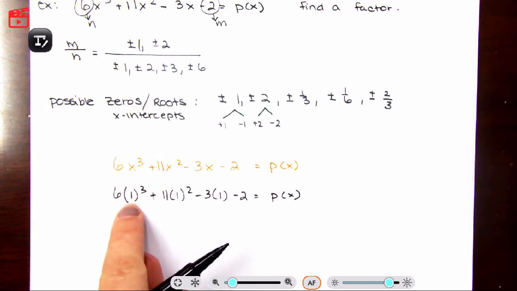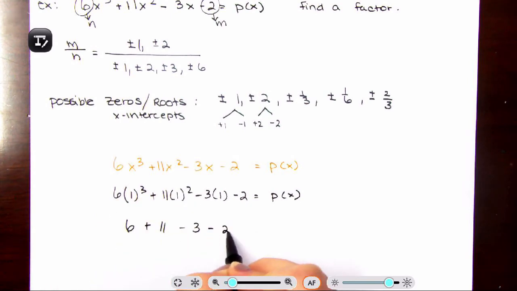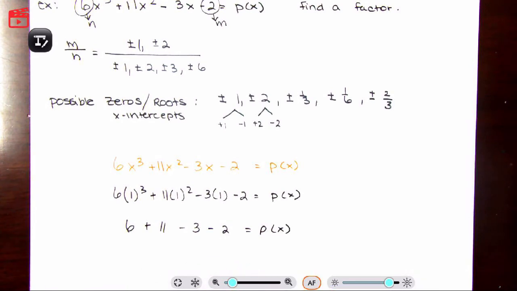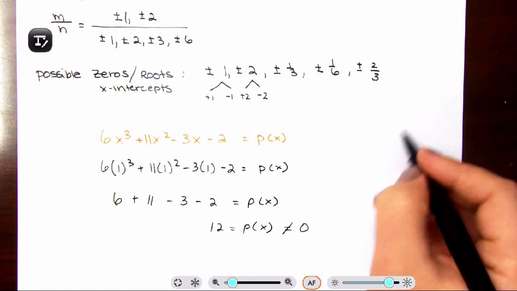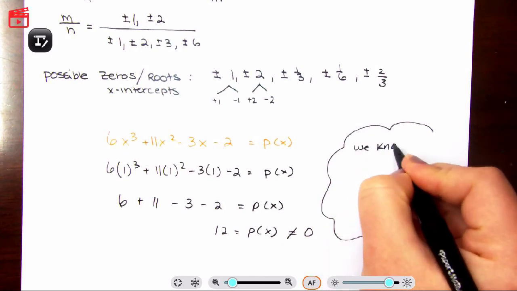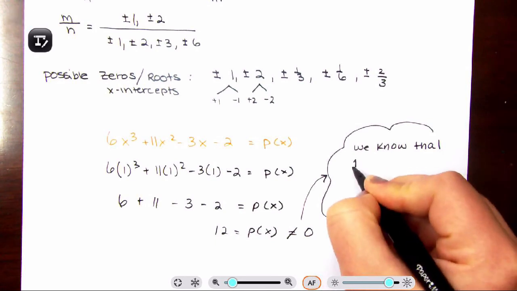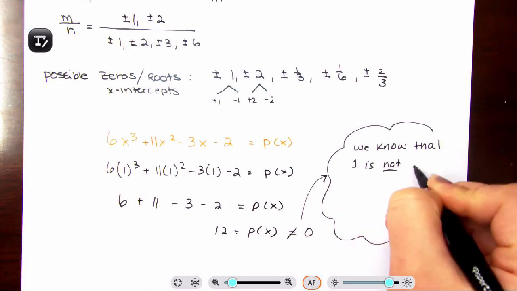All right, so what do we have? We have 1 cubed, that's 1. 1 times 6 is 6. Plus 11 minus 3 minus 2. So we have 6 plus 11 minus 3 minus 2, and that equals to 12. So that does not equal to 0. So we know, what does this tell us? We know that 1 is not a 0.